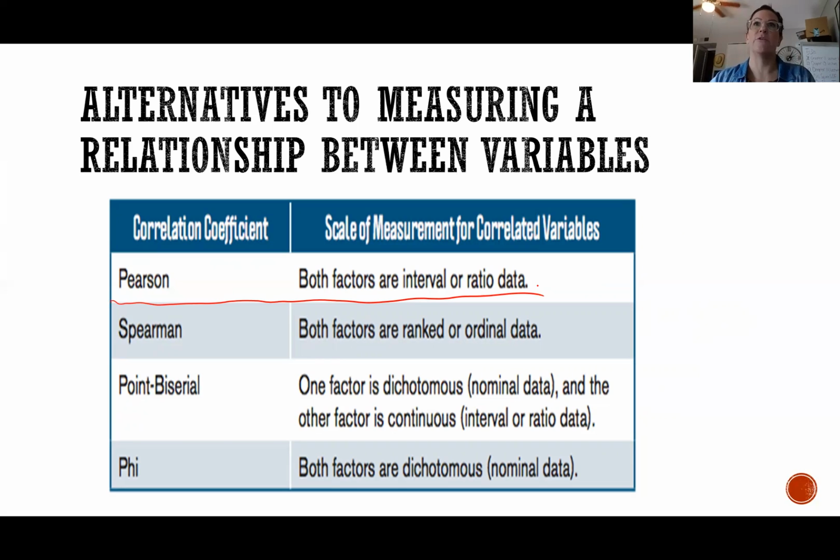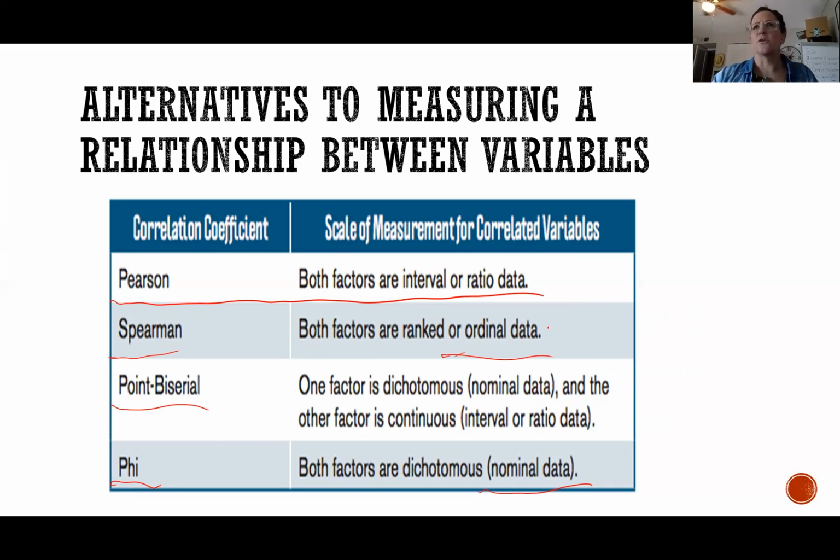There are other types of correlation analyses that you can use if you have other types of variables. You can use Spearman if both of your variables are ordinal. That's a good one, the Spearman correlation coefficient. You would use the point biserial correlation coefficient if you have one variable that is nominal, but the other variable is interval or ratio. And you could use the phi correlation coefficient if both variables are nominal. So basically, the key with phi is the nominal data.